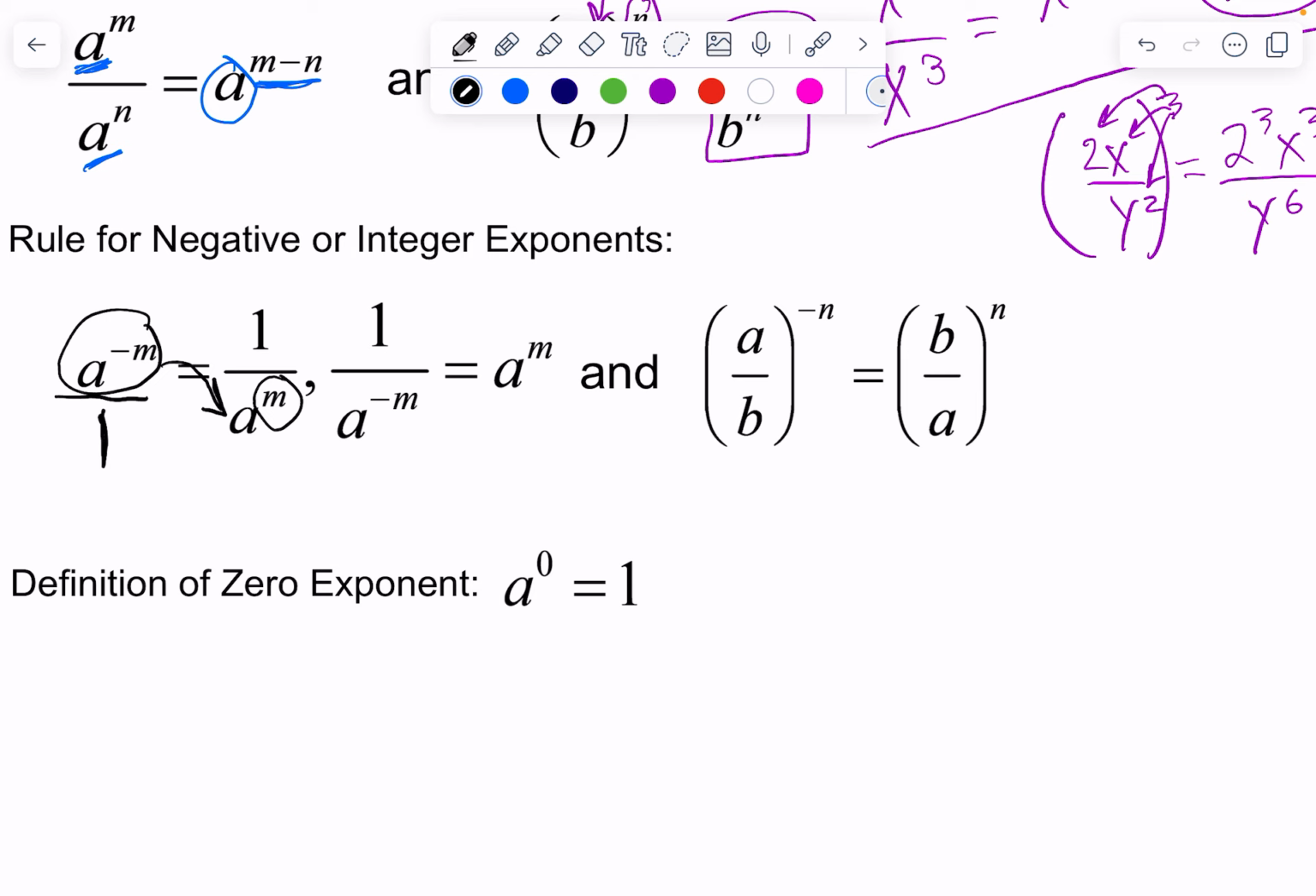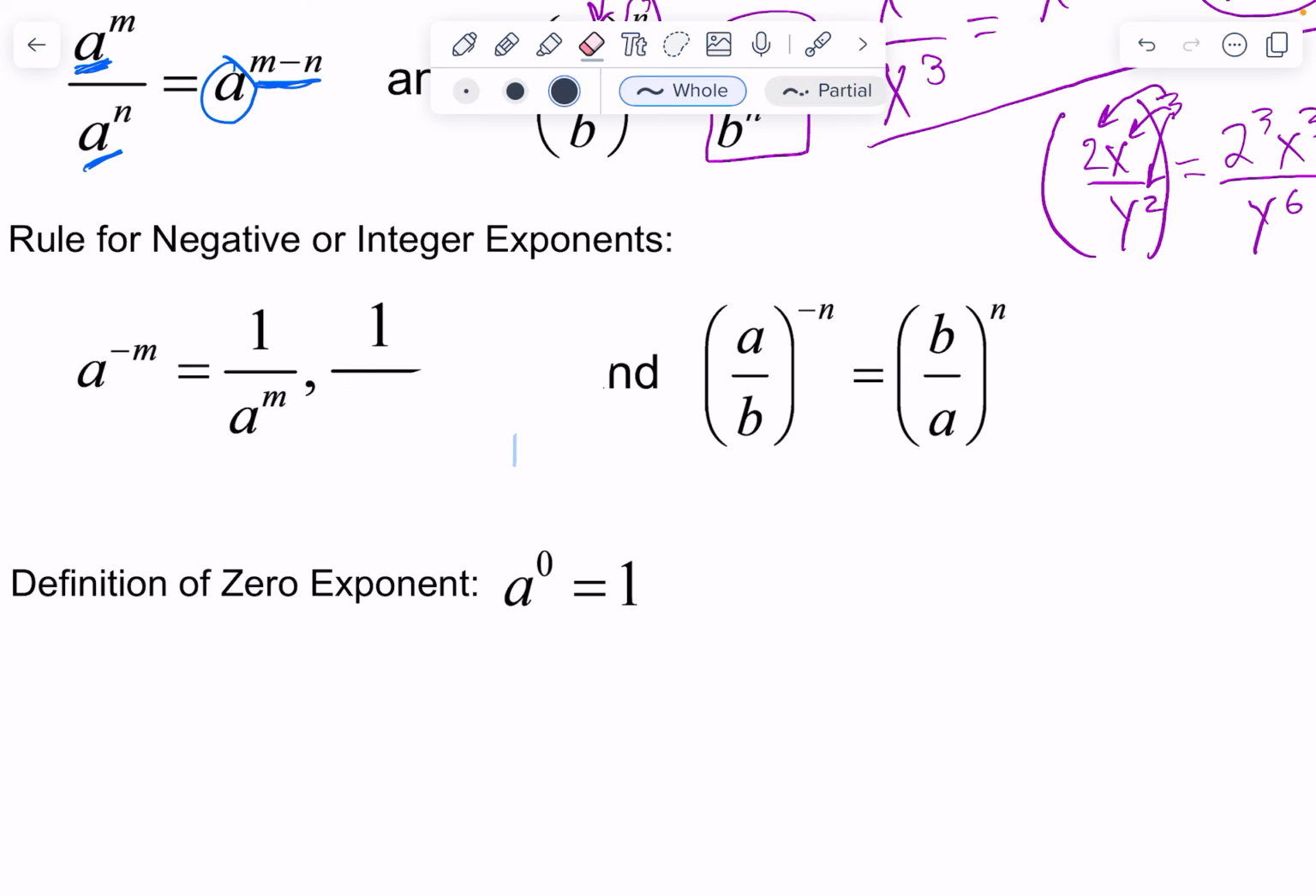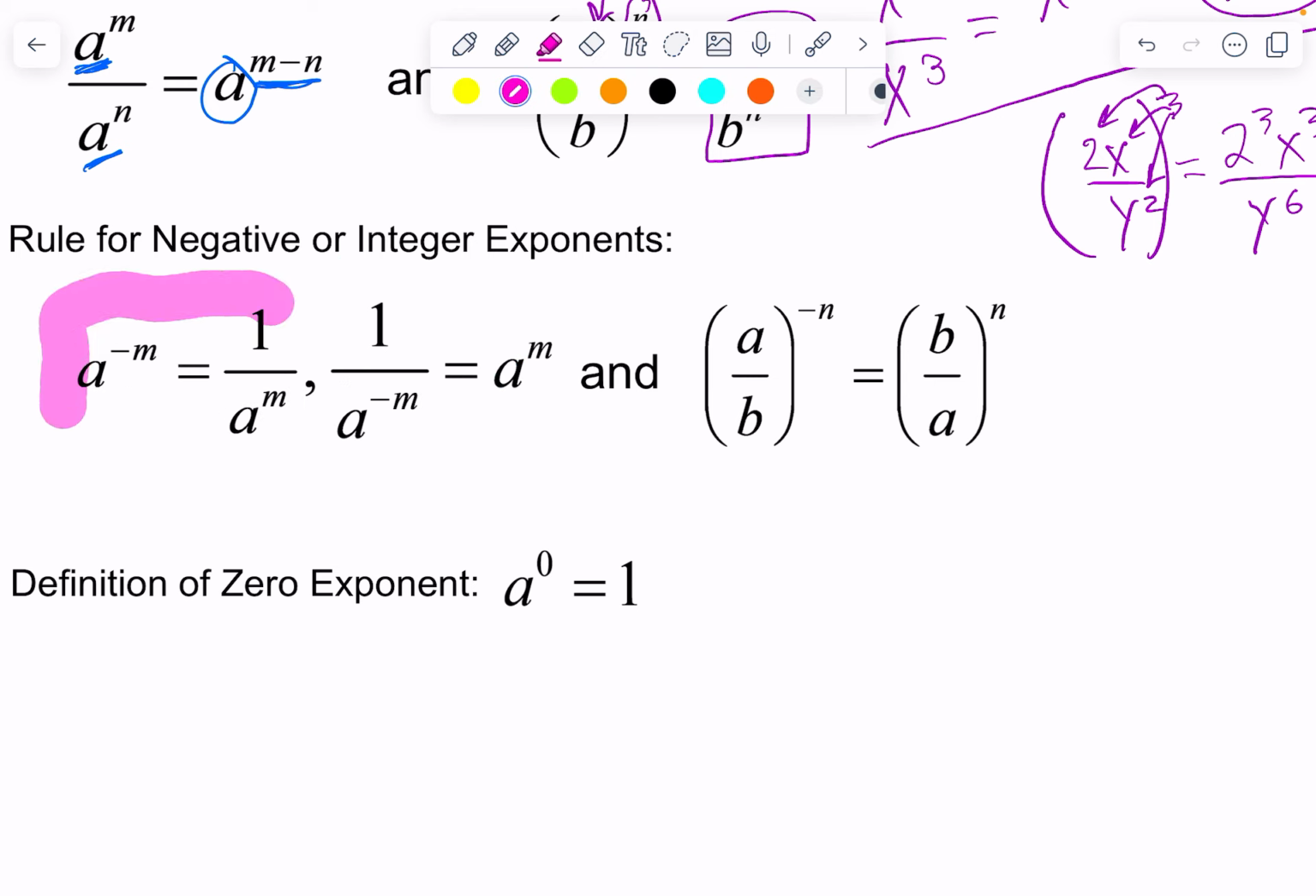And if I have that negative exponent in the denominator, like in this example that I'm circling here with blue, that's 1 over a to the m power. So I'm going to move that back to the numerator, and again, it changes the sign. So if I have a negative exponent in the numerator, I bring it down to the denominator to make it positive. And if I have a negative exponent in the denominator, I move it to the numerator to make it positive.